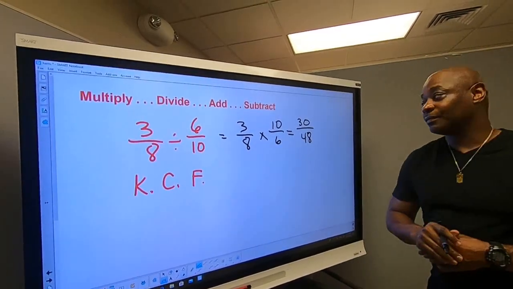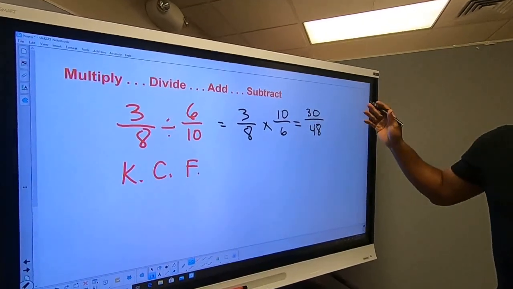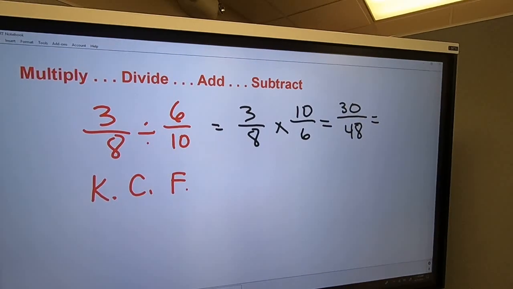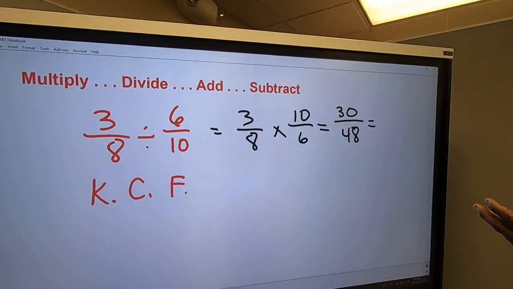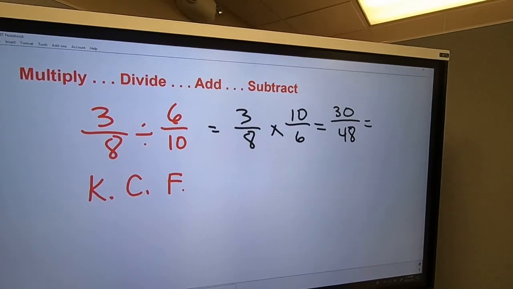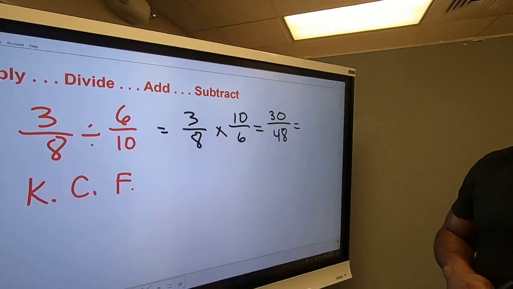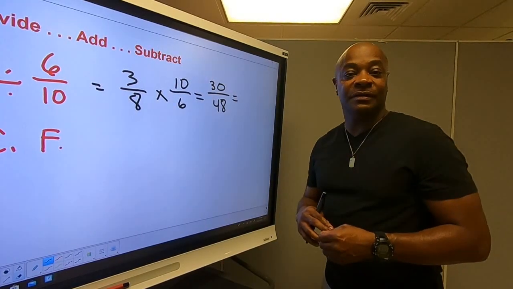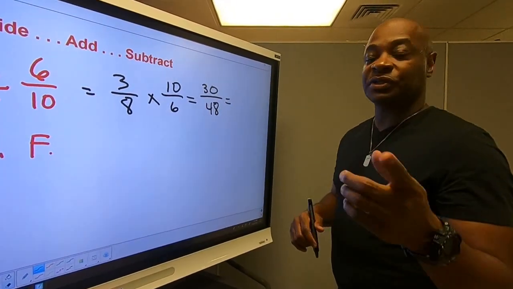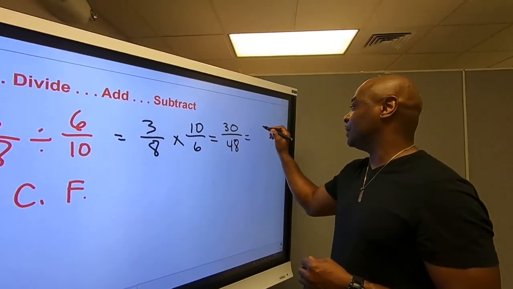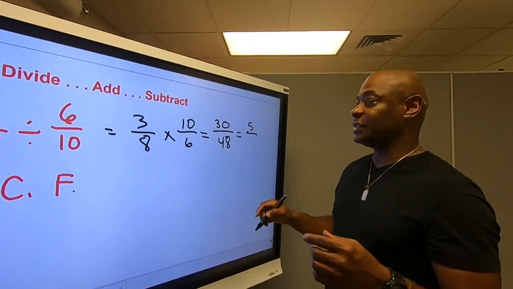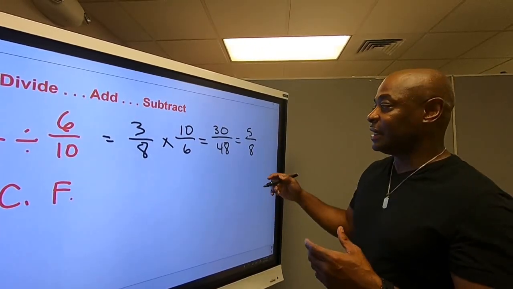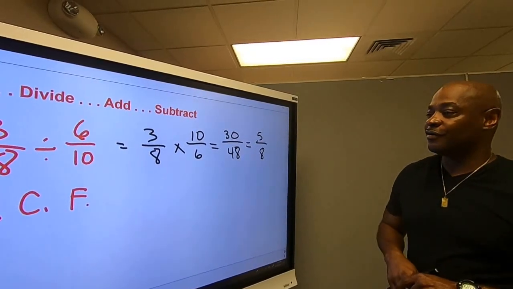48. But let's look over here. What can we do to this? Can we simplify this? Yes, we can simplify this. What number can go into 30 and 48 an even number of times? Think about it. What did you get? I got 6. How many times will 6 go into 30? Good. 5 times. How many times will 6 go into 48? Good. 8 times. Now we have simplified our fraction.